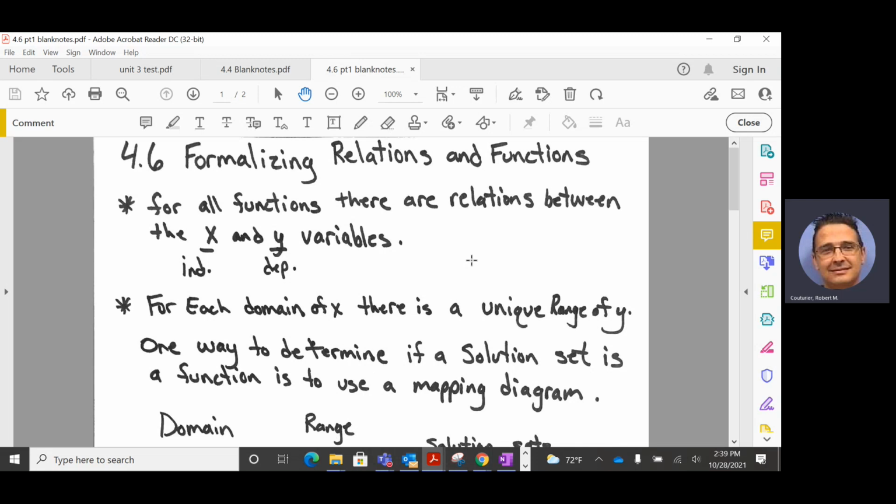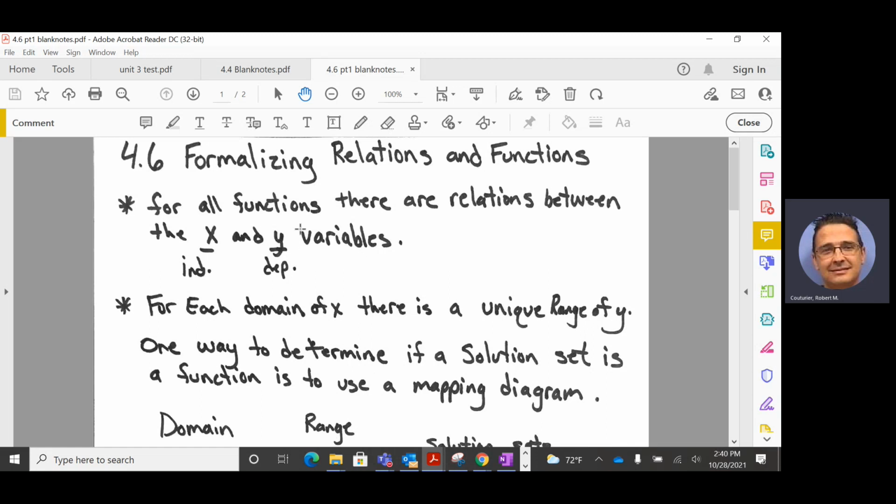Because we've talked about, like, we have equations and functions, and I said at the very beginning of this chapter that, well, not every equation is a function. There's certain parameters that it must meet, and today we're going to really start to learn about that.